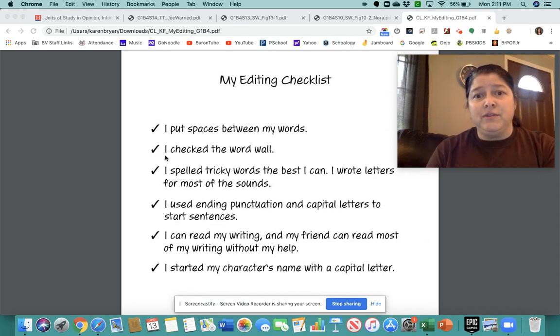I spelled tricky words the best I can. I wrote letters for most of the sounds. I expect you can get almost every sound in there.